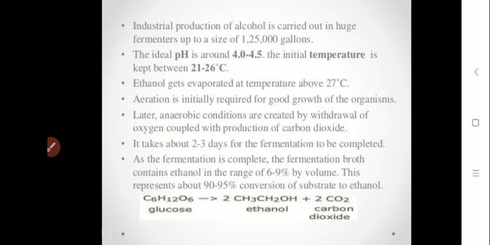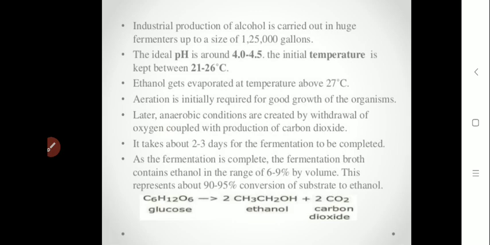So industrial production of alcohol or ethanol has been carried out in large fermenters up to a size of 1,25,000 gallons. In these large scale fermenters, nutrients are added, and the pH of the medium is maintained around 4 to 4.5, and the initial temperature is kept between 21 to 26 degrees Celsius.